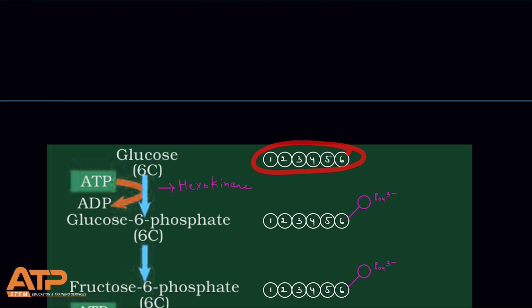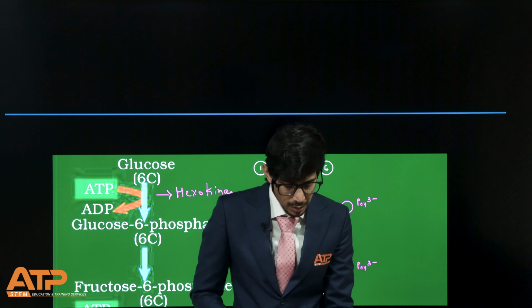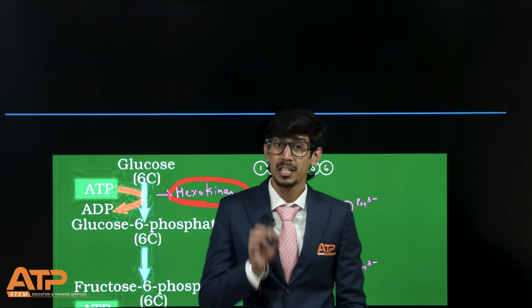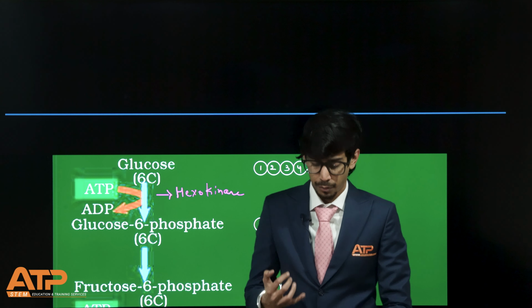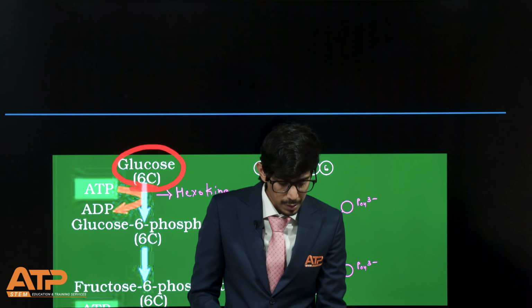After this step, you can see that there is a phosphate attached to the 6th carbon atom here. This reaction is mediated by hexokinase. Please do not forget that. Now what happens next? We got from glucose to glucose 6-phosphate.